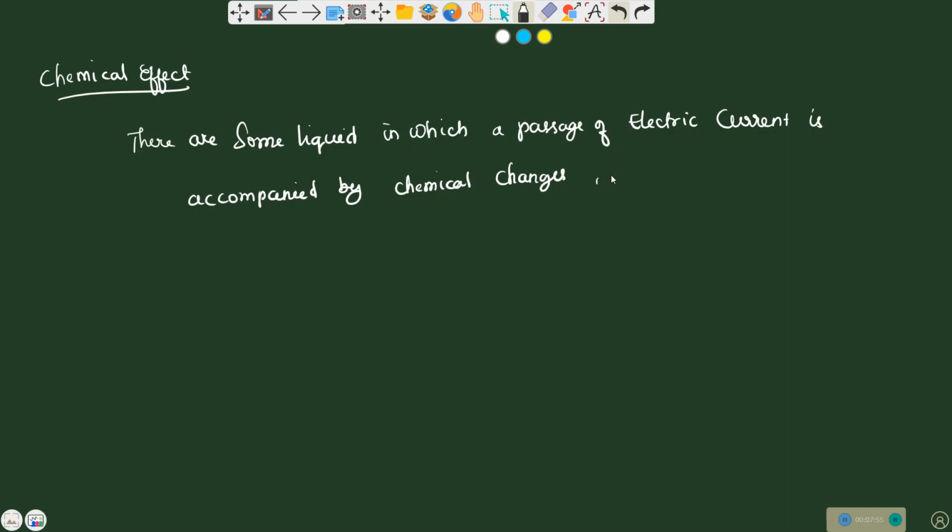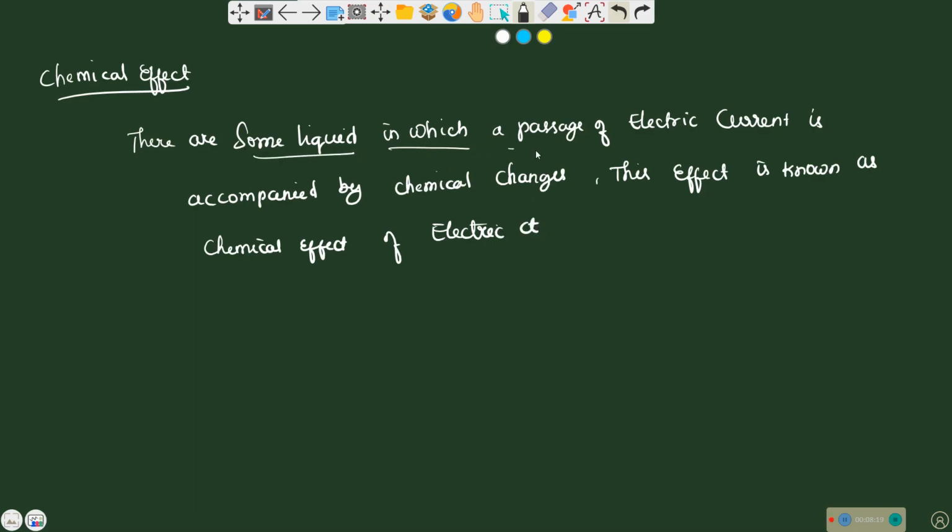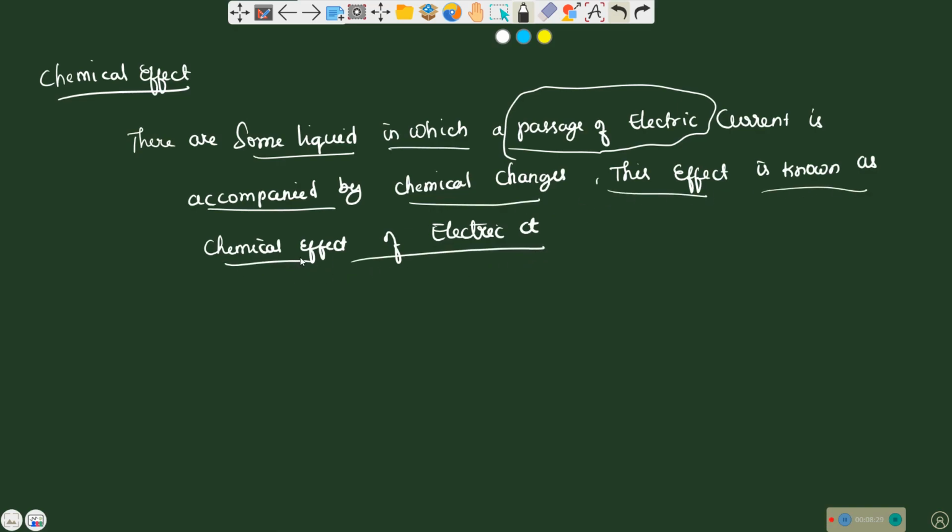This effect is known as what? This effect is known as chemical effect. Remember this, okay. Chemical effect of what? Electric current. So once again, there are some liquids in which a passage of electric current is accompanied by chemical changes. This effect is known as chemical effect of electric current.